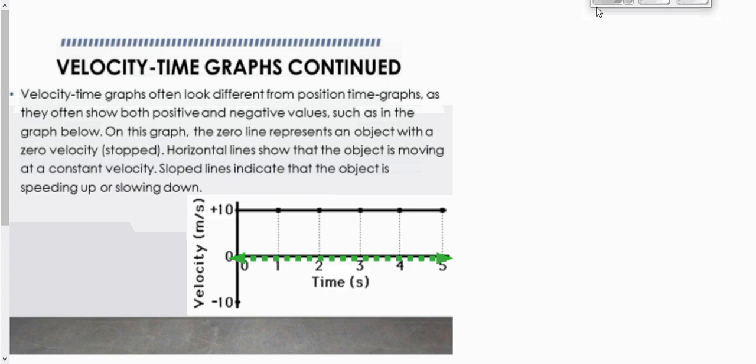The line highlighted in green below shows an object whose velocity is at speed 0, or stopped, whether we're at 0 seconds, 1 second, 2 seconds, or 3 seconds. The velocity has not changed. It's constant at a standstill.